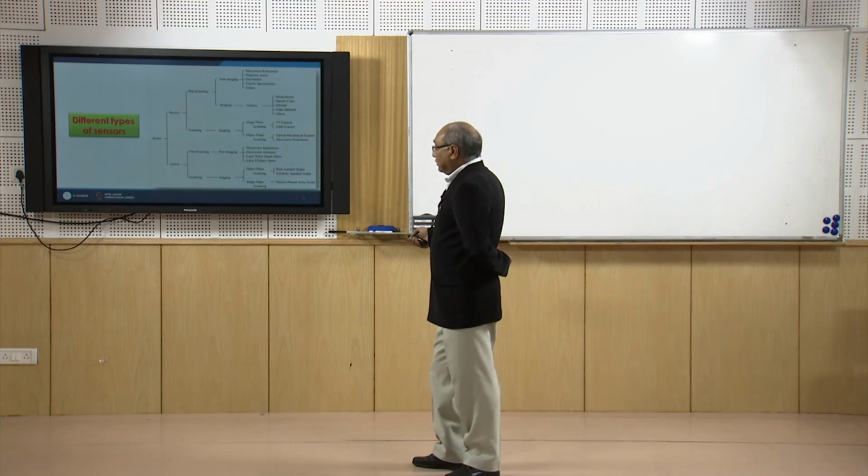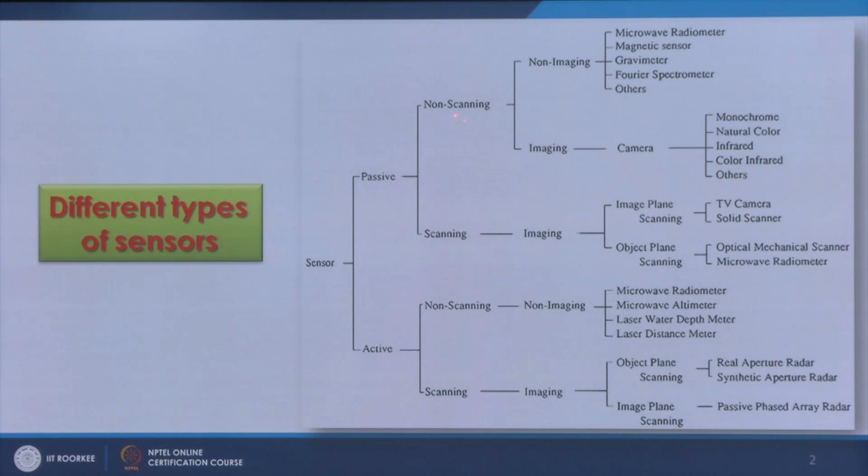Now, both of these passive and active sensors, some are non-scanning and some are scanning type. Similarly, in case of active sensors, some of them are non-scanning and some might be scanning sensors. Then when we come to non-scanning, we can have non-imaging sensors and we can have imaging sensors. Again, in case of scanning, mainly imaging sensors. So, non-scanning has non-imaging sensors, and scanning has imaging sensors, and different sensors are there.